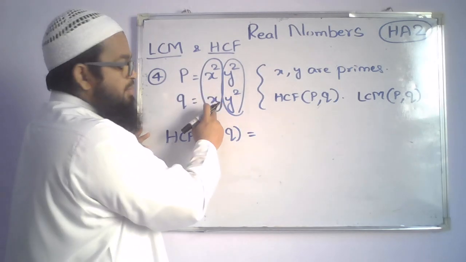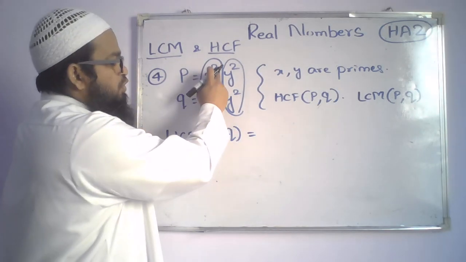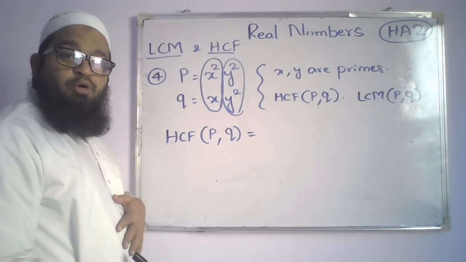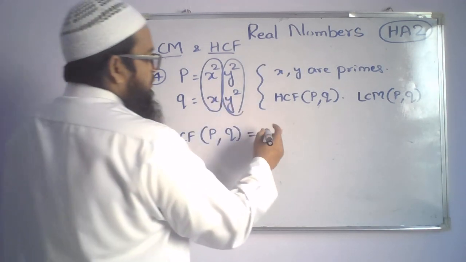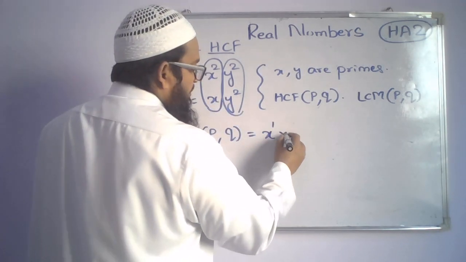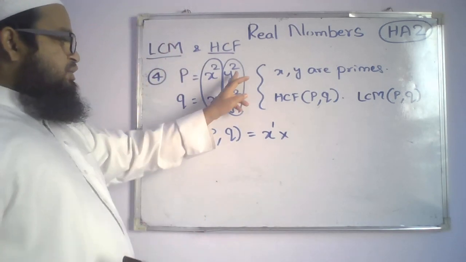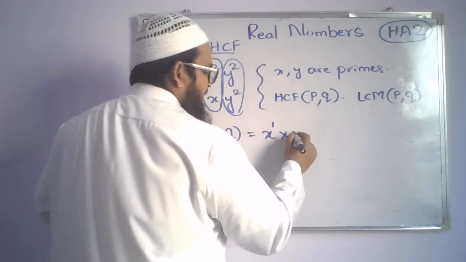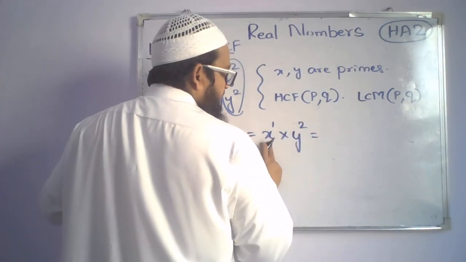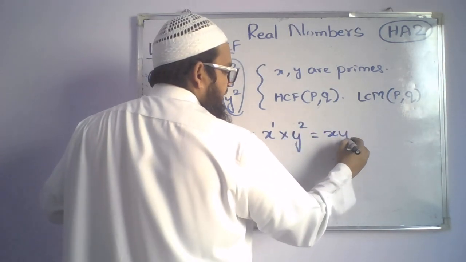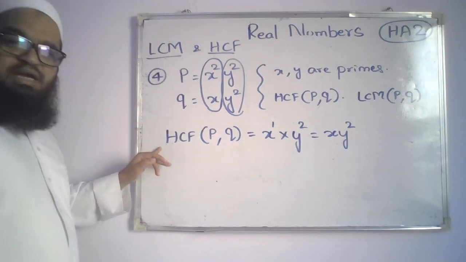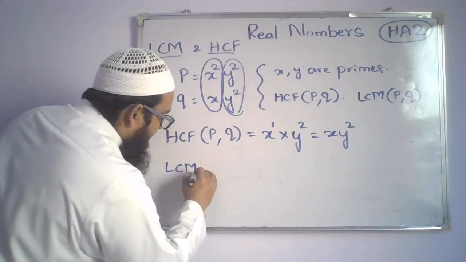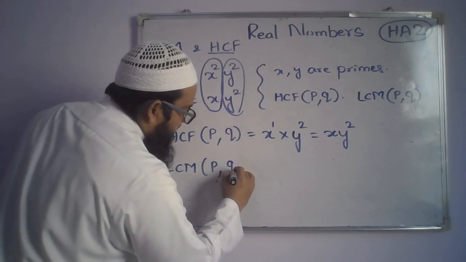Here we have x square, here x. Here the power is 2, here the power is 1. So which is the lowest power? x to the power of 1. So you have to take x to the power of 1 multiplied by, now it is y square and y square, so they are both the same. So you take y square. So what is the answer? x into y square. It is x y square, the HCF of P and Q. Now what to do for the LCM? So what to do with the LCM, my dear students?